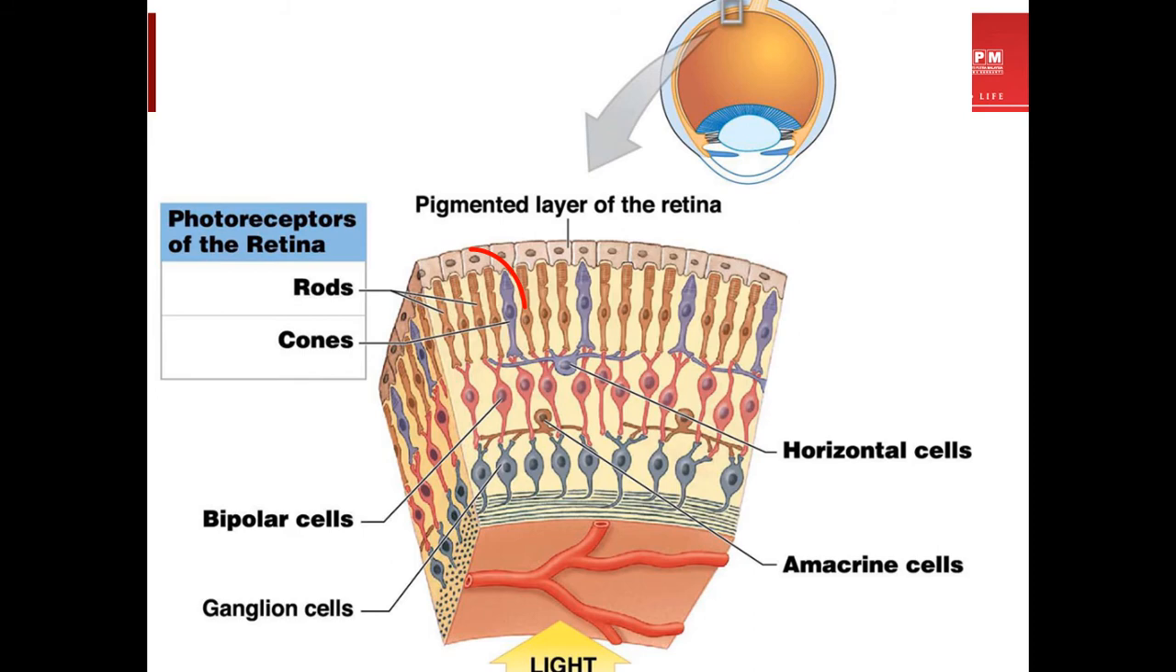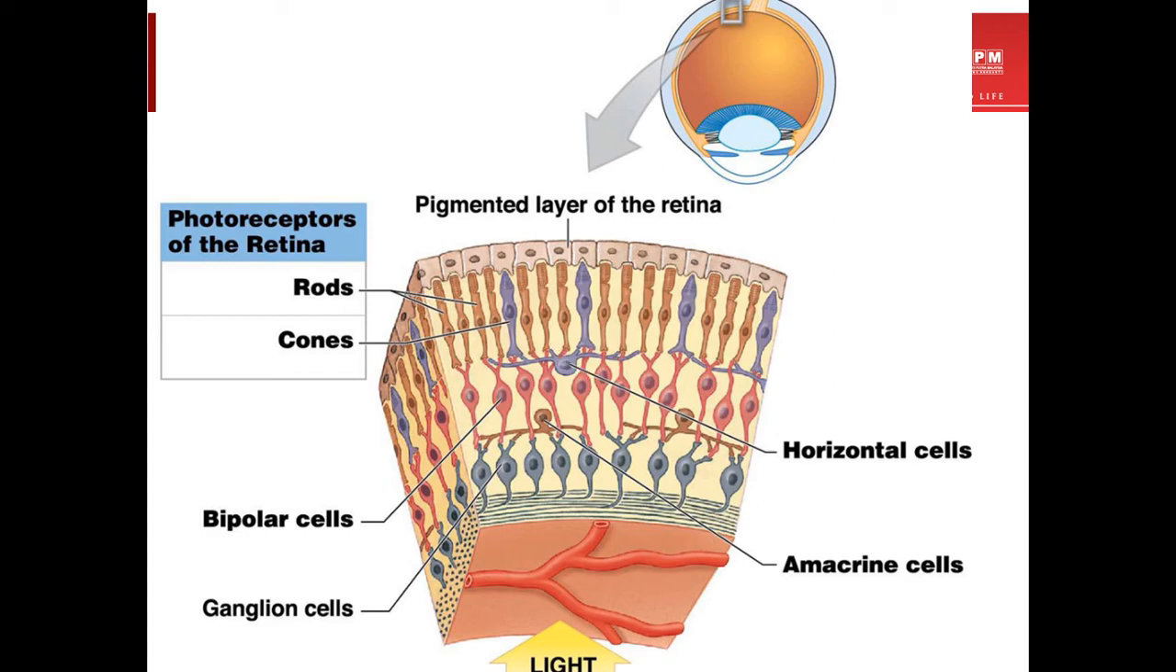Rods do not discriminate among colors of light and provide vision in black and white. They are highly sensitive because they allow us to see in a low light room, at twilight, and also in pale moonlight. On the other hand, cones provide us with color vision. They give us a sharper, clearer image than the rods, but cones require more intense light.